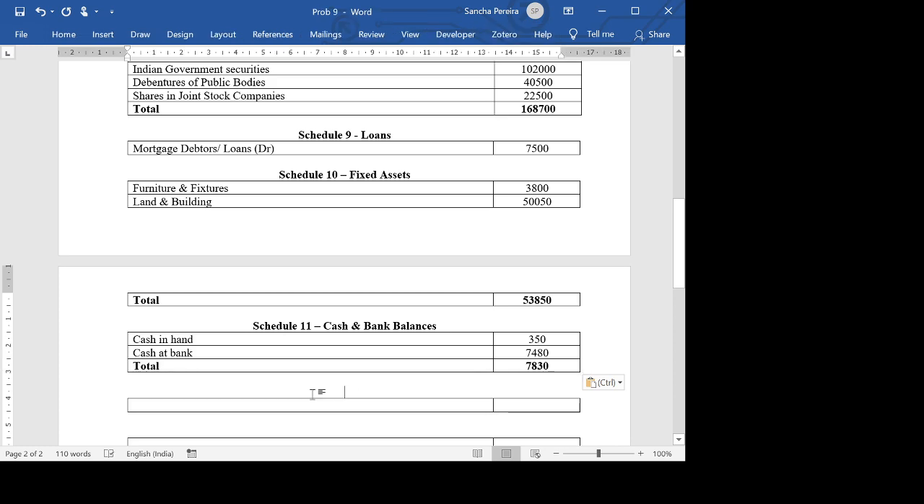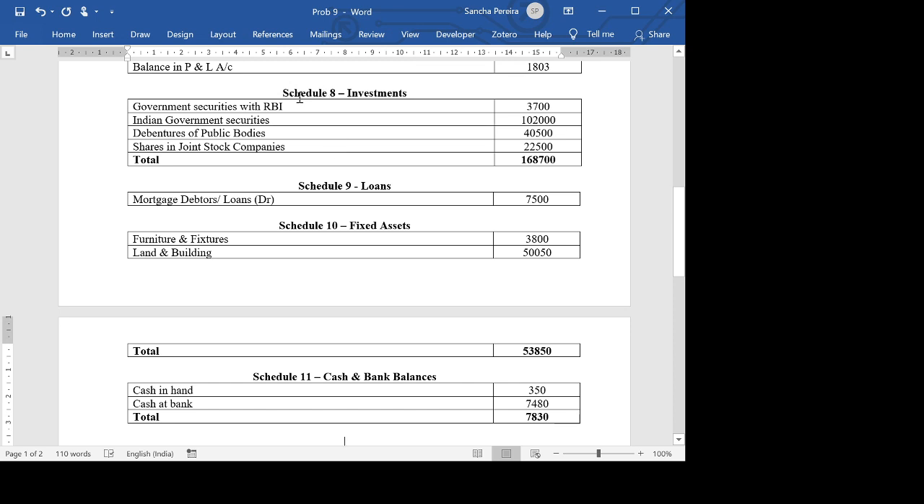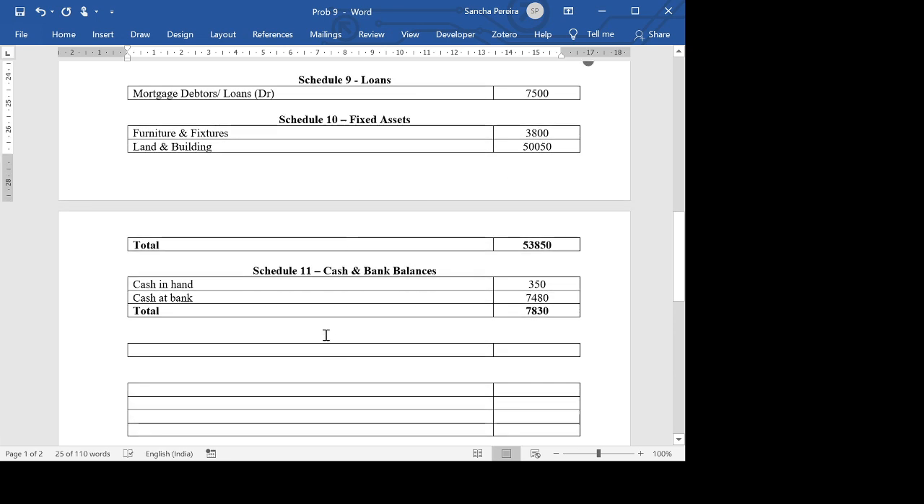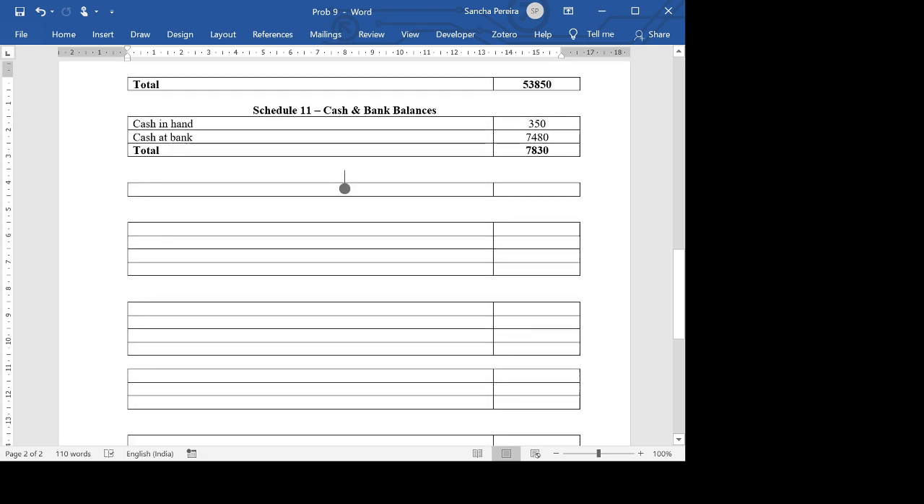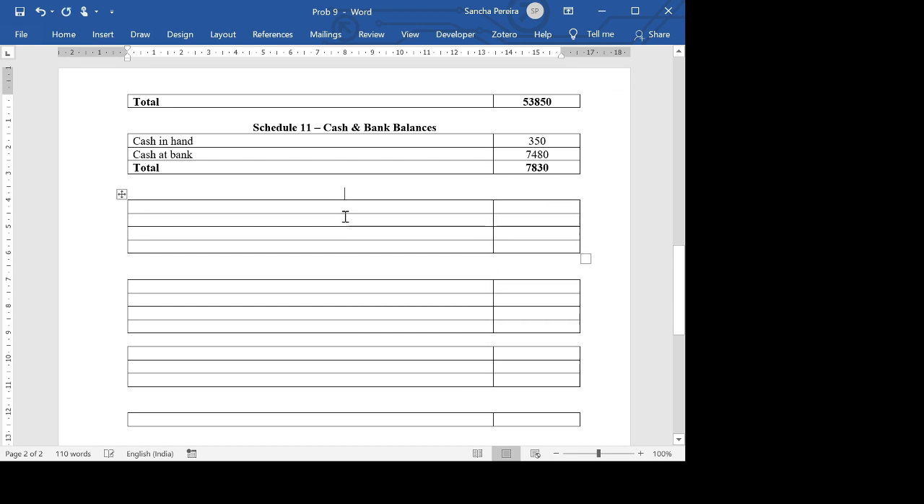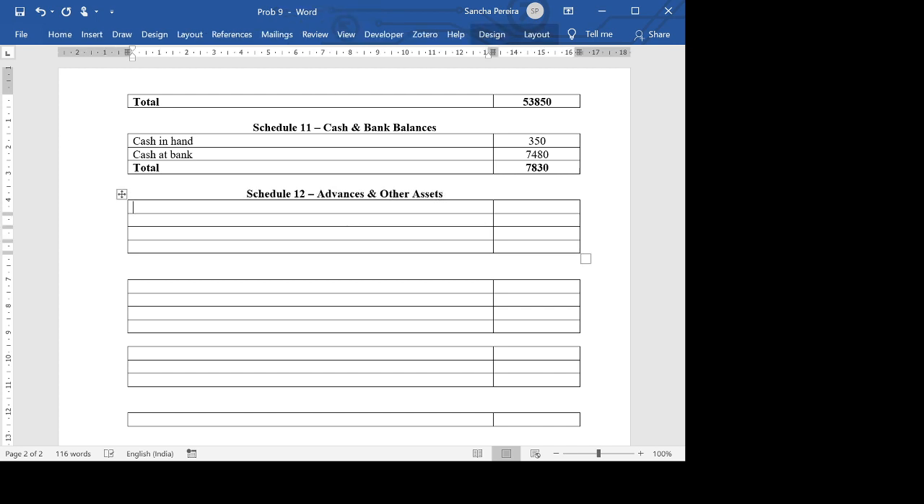Next, we have a very lengthy schedule. We have a number of items here. Schedule 12, which is advances and other assets. Now we need to see what are the items here. We came across a number of items.